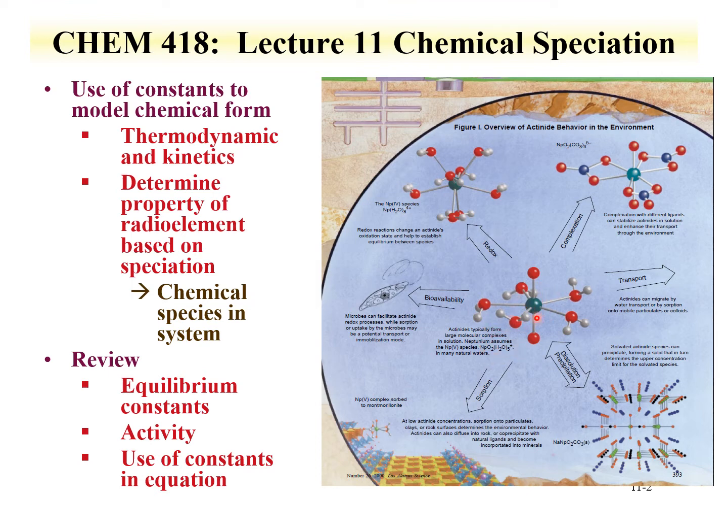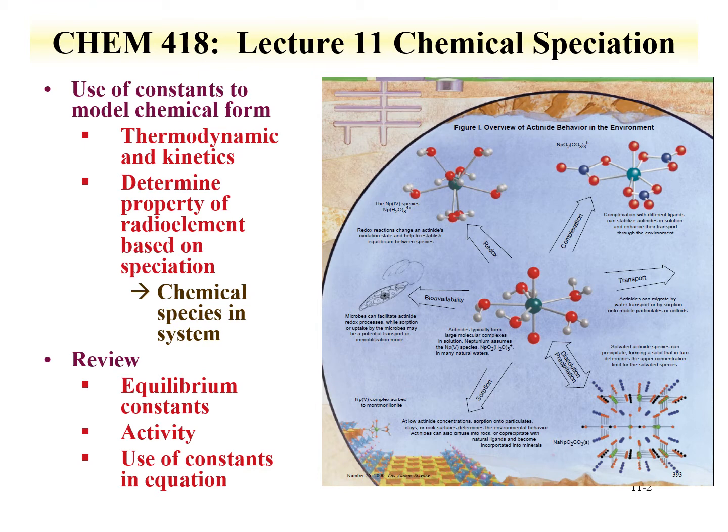It's mobile, it's soluble. And a few things can happen to it. We can change the oxidation state. The neptunium can go from 5 to 4. The chemical form will change because the behavior of the pentavalent neptunium is different than tetravalent neptunium. This will have an impact on the behavior of this neptunium.